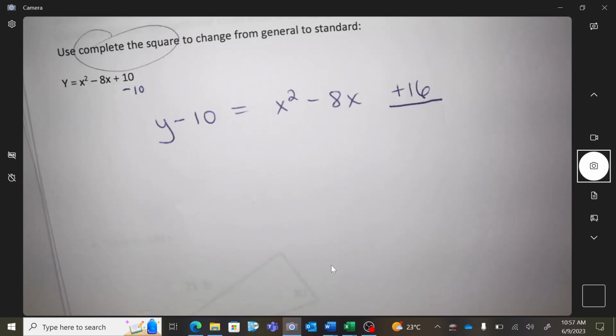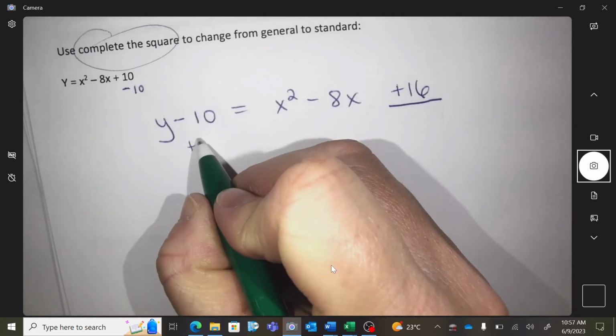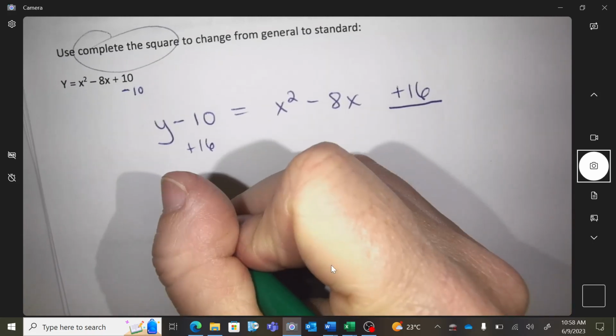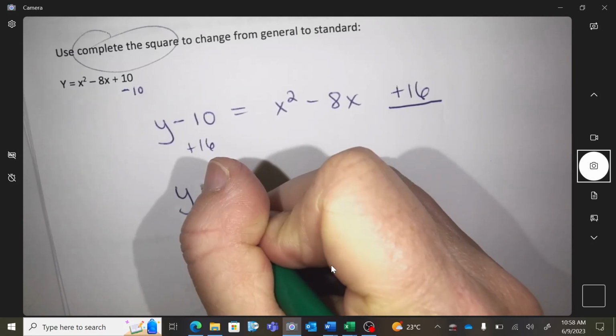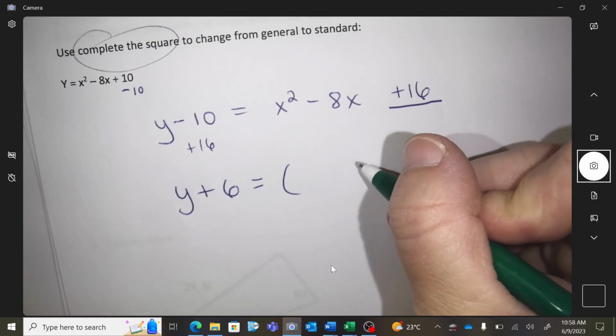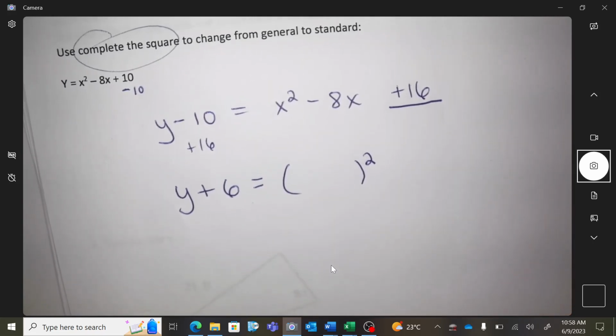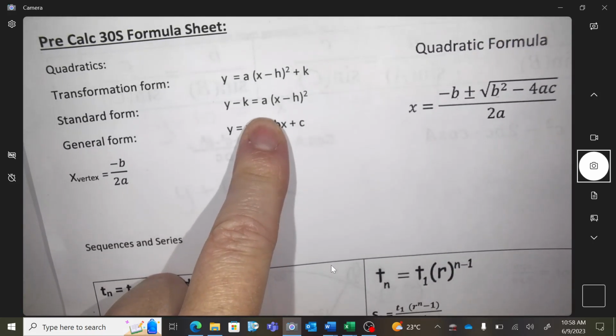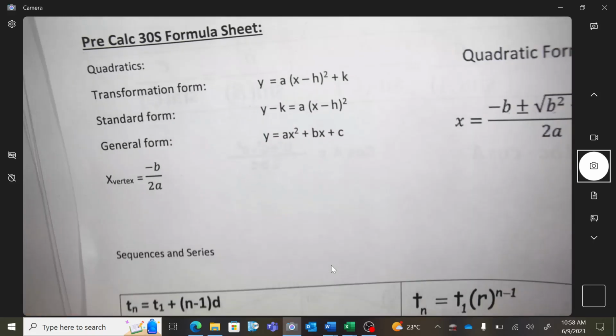What would be the third step now? Remember the third step. You have to balance this out because remember that didn't exist on your teeter-totter. So the final answer should be y plus 6 equals a perfect square. And remember our goal is to look like this at the very end, right? That's our goal. So it has to look like that.